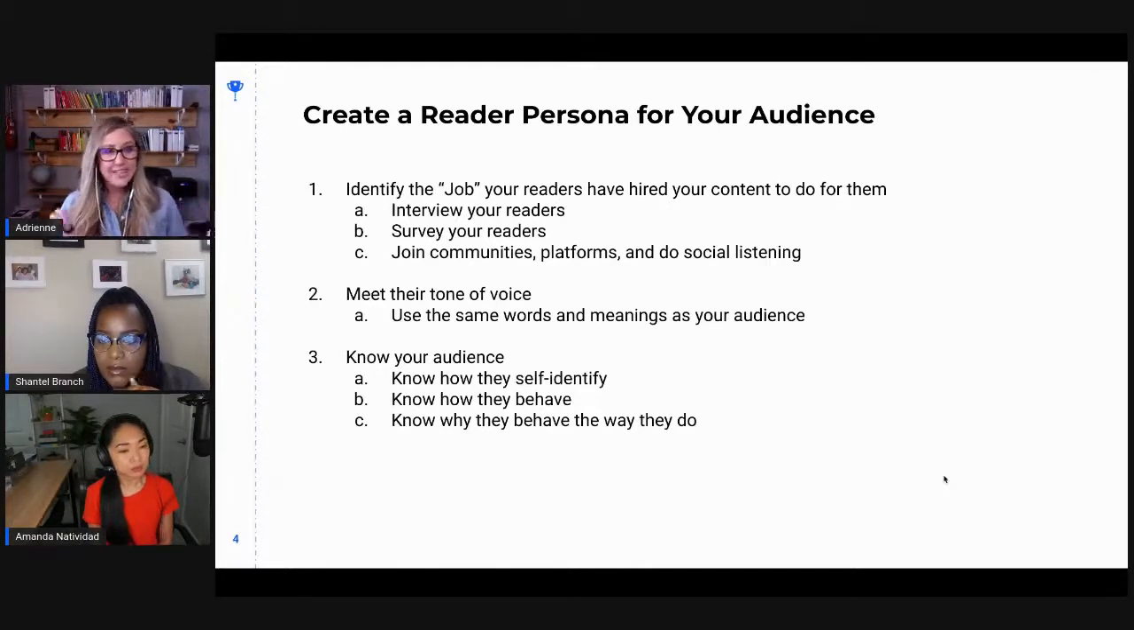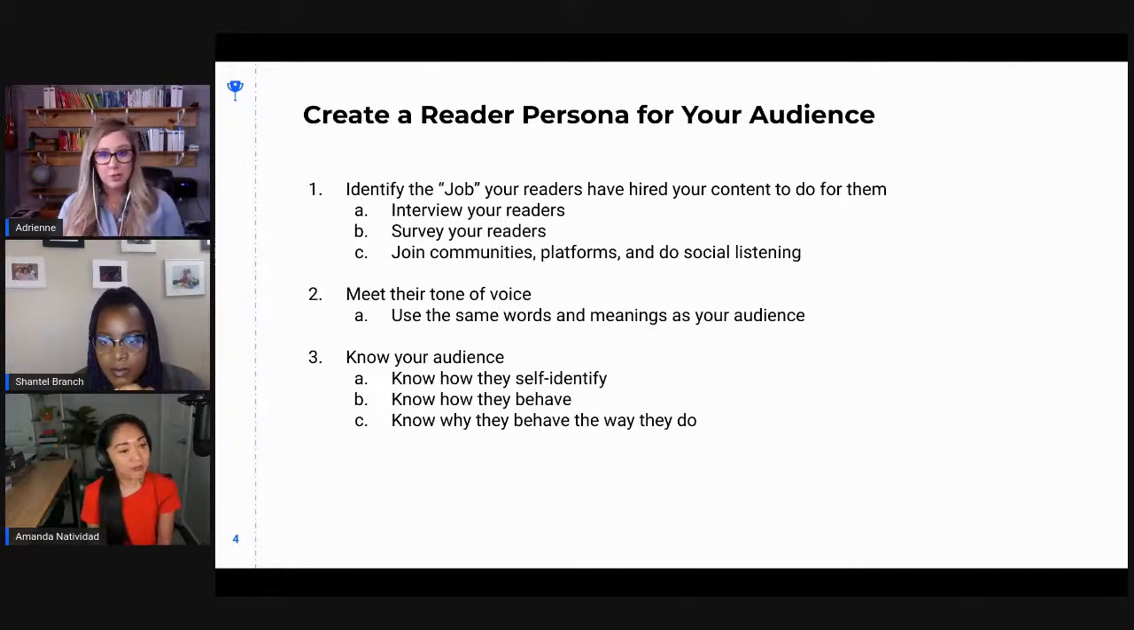There are two ways to get that information. You can ask them, like, what are you doing? How do you do this? What is your workflow? How do you find new information? Where do you go to learn about this? And then the other way is to, like Amanda said, kind of in a non-creepy way, track them.